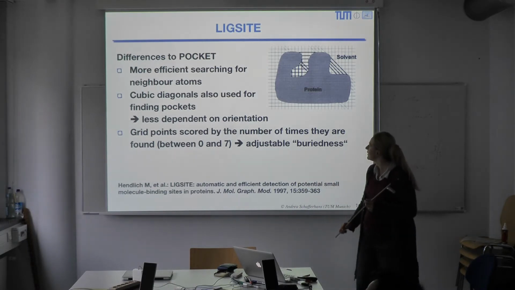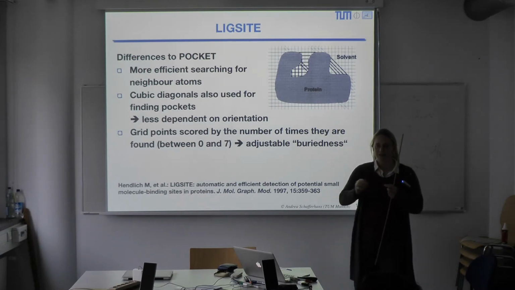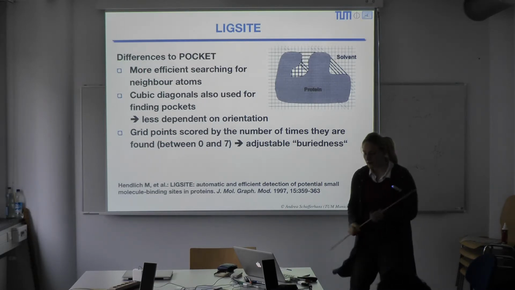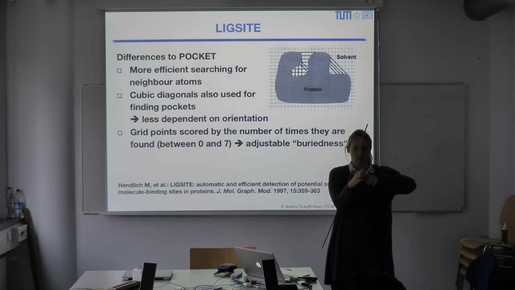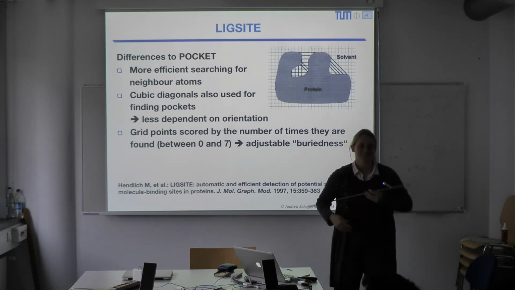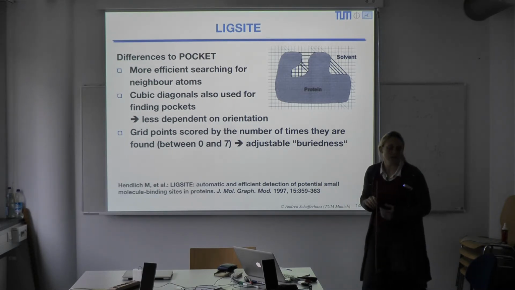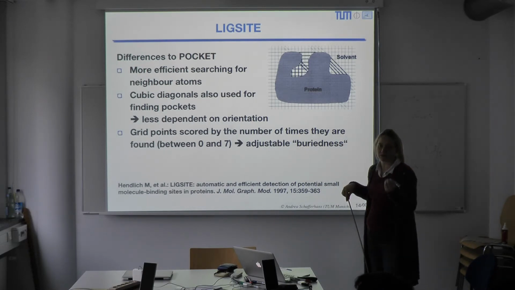Yeah, and the other thing is, because with the cubic diagonals they have even more directions, it makes even more sense to look at how buried this thing is. And therefore they label the points with the buriedness. How often do I find it? In how many directions is it buried? What is buried? Well, being between protein. You know, if it's like this, it's pretty buried. Okay. So around it, let's say. Yeah, surrounded. And then you can adjust how buried the pockets you want to see.